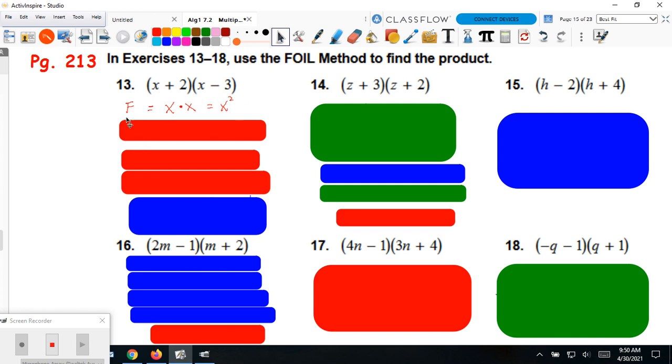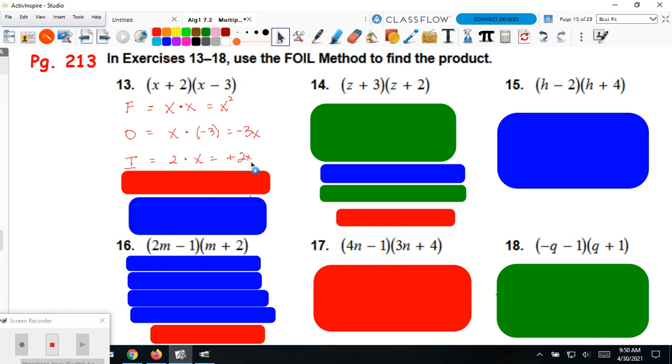Okay, outer, F-O-I-L, remember? Outer terms. So the O is going to be the outer, the x and the negative 3. X times negative 3 is negative 3x. The inner terms is these two in the middle, these two on the inside, 2 times x. So 2 times x is just a positive 2x. I put the positive sign there just to show it's positive. And then the last ones are the last ones in the parentheses. That's the 2 and the negative 3. So last is 2 times negative 3, which would just give you a negative 6. I forgot to put the little equal sign there, but it's a negative 6.